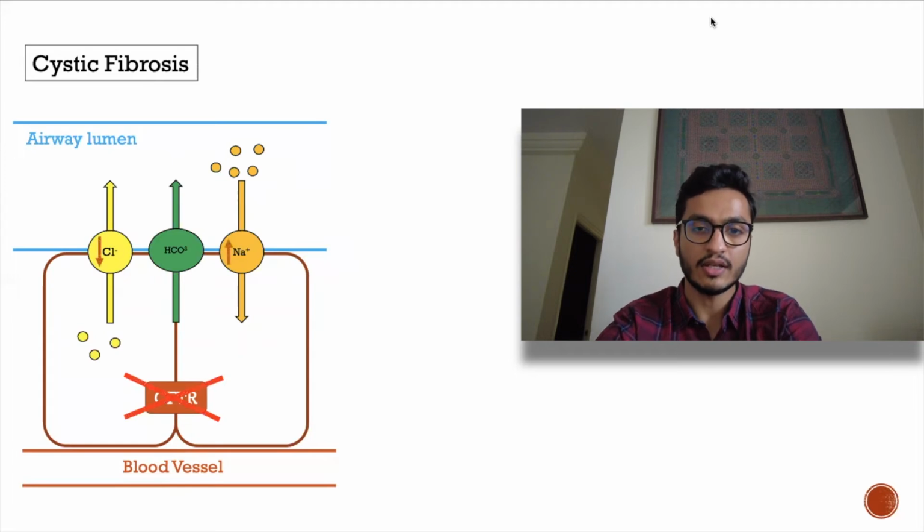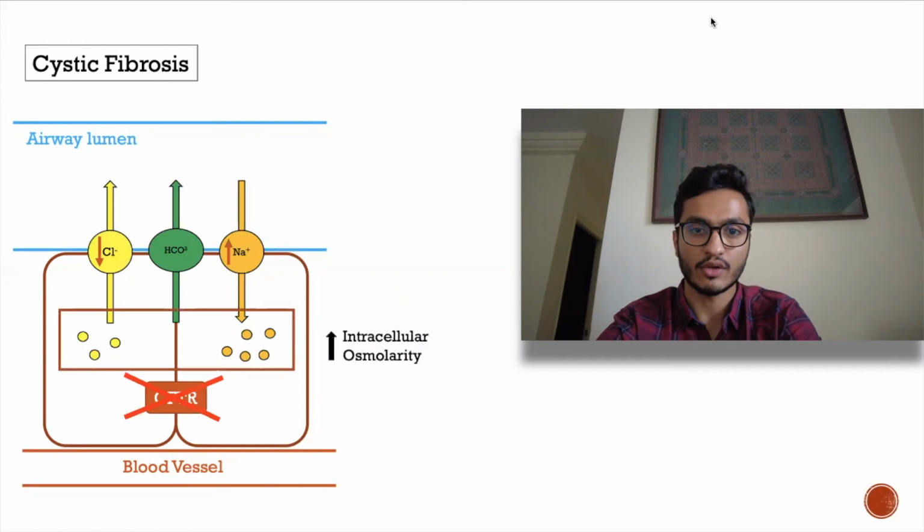is downregulation of chloride channels, preventing efflux of chloride ions, and upregulation of sodium channels, causing increased influx of sodium ions. This leads to increased intracellular osmolarity, which pulls the luminal water molecules into the intracellular compartment. This eventually leads to decrease in the hydration of the airway surface liquid.